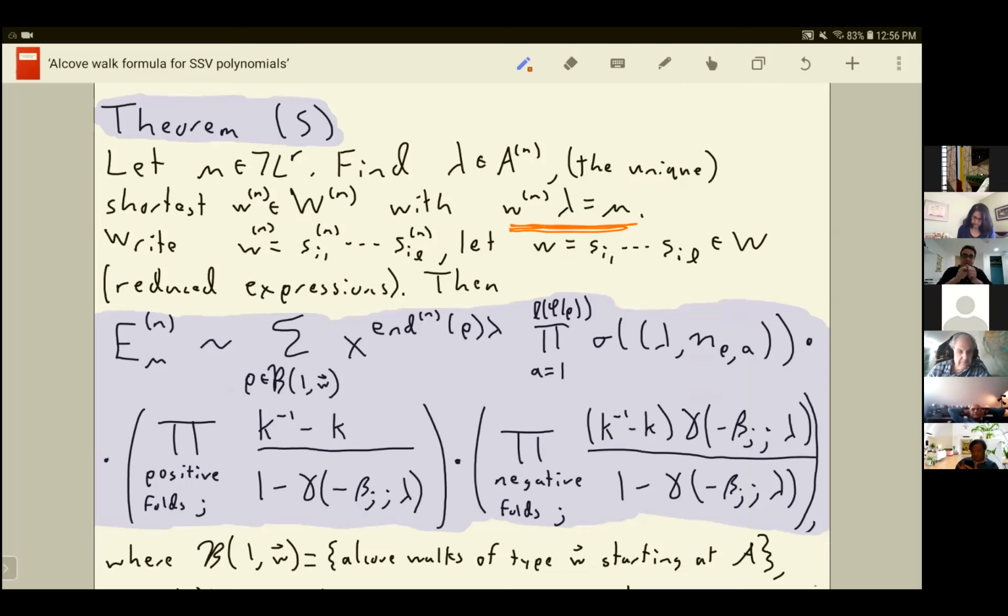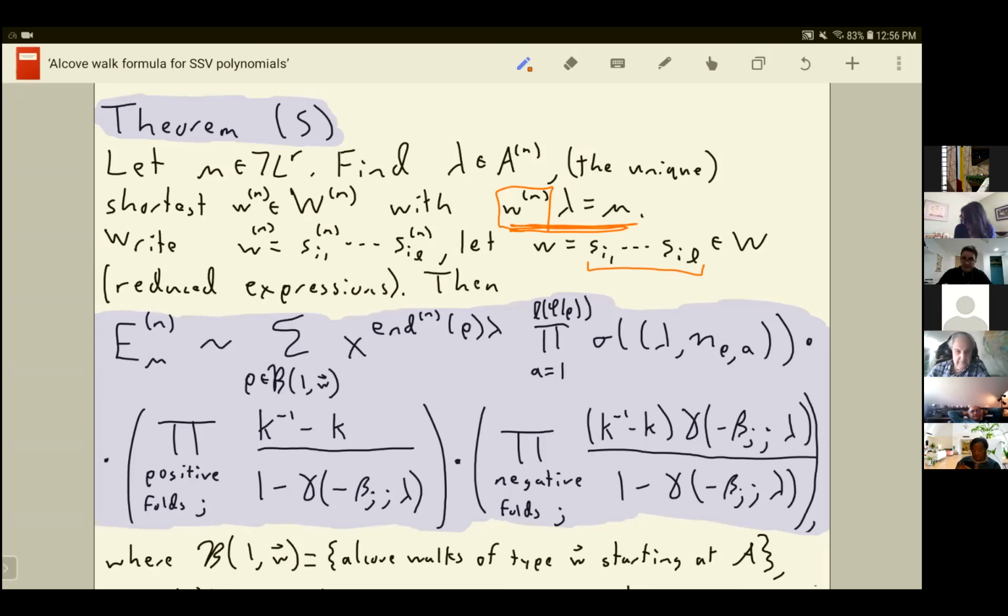And then given some reduced expression for this Wn, we can take the form of that reduced expression and look at alcove walks of that shape. So this is going to be a sum over all alcove walks whose type is determined by this element Wn. And then we have some formula that looks kind of complicated, but hopefully in the last 5 or 10 minutes, I can convince you it's not so bad.